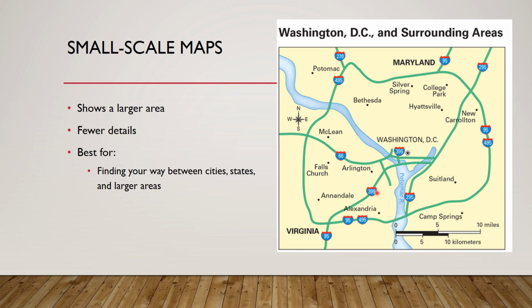So we wouldn't be able to use this to navigate Washington, D.C. like our large-scale map, but we would be able to navigate from Maryland to Washington, D.C., or maybe from Virginia or Arlington, Virginia to Washington, D.C. So it's how we get from place to place when we're talking about multiple cities or multiple states.